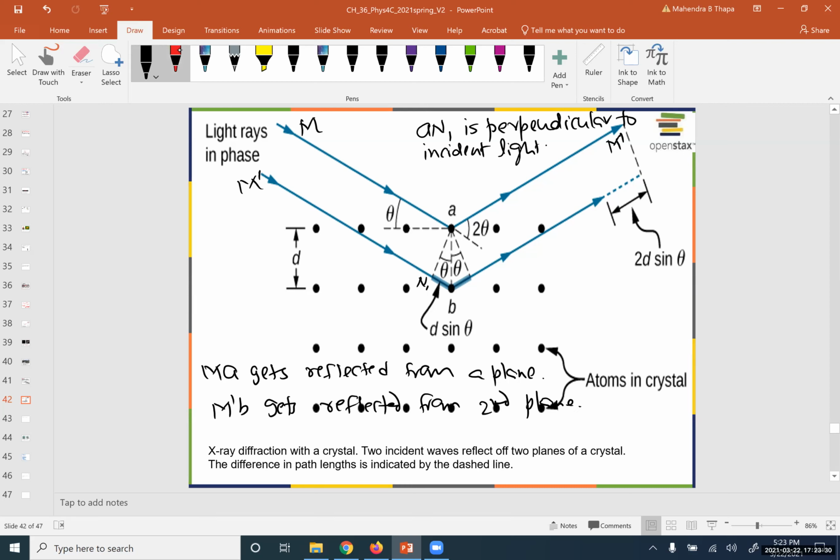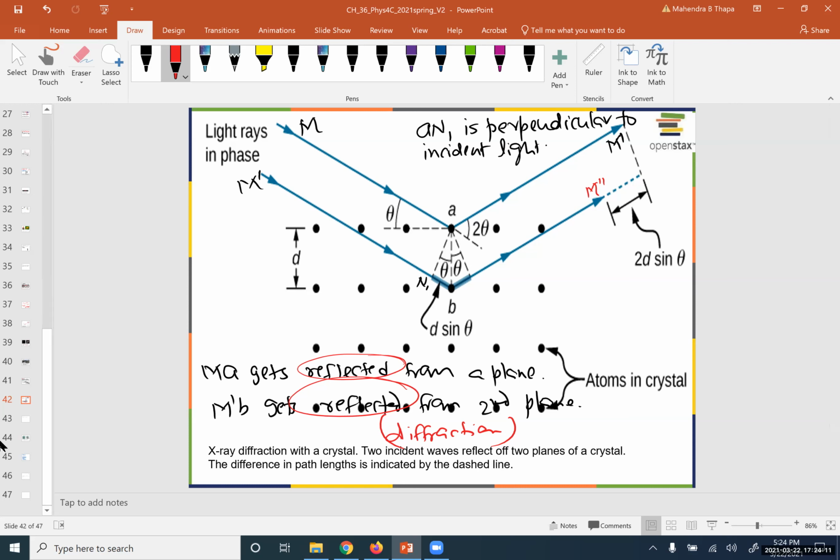Even though we use the term reflection, this is not actually reflection. This is the diffraction phenomenon. Okay, this is not reflection. So m prime b will be reflected along b m double prime, just like this. So you see that we have two reflected rays, one is A M prime and the second is B M double prime.